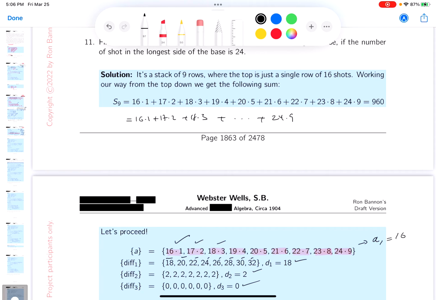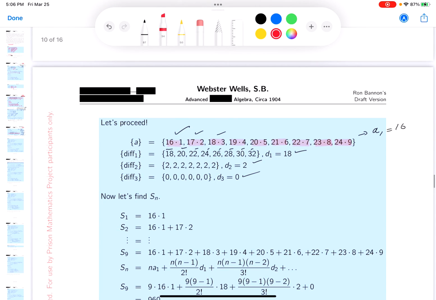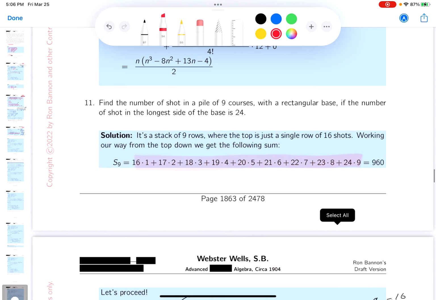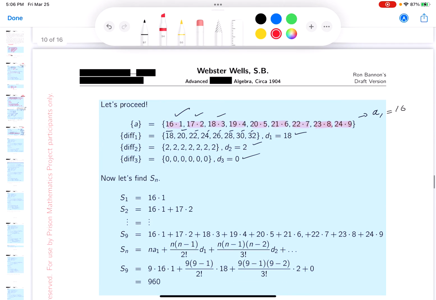So I think the worst thing about this problem, in my opinion, is coming up with this over here. I had to think about it, all right? Again, thinking about the base and moving my way to the top. It was a counting problem for me. All right, now we're here, and the question is the number of shot. So S1, 16 times 1. S2 would be 16 times 1 plus 17 times 2, yada, yada, yada. And someone says, how are you getting 9?